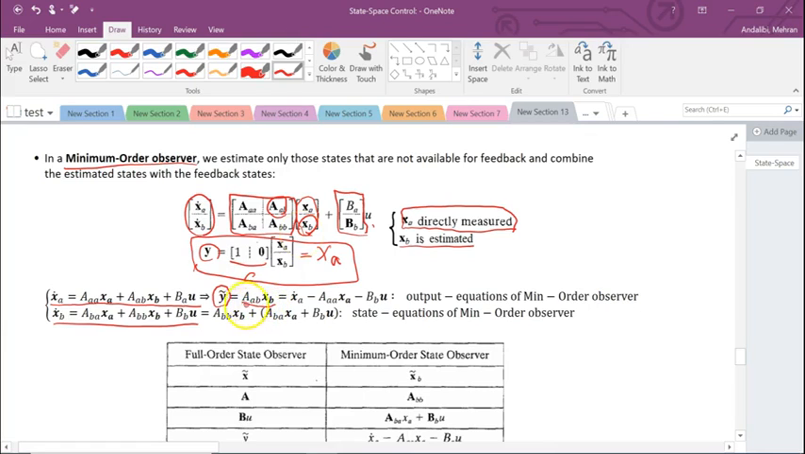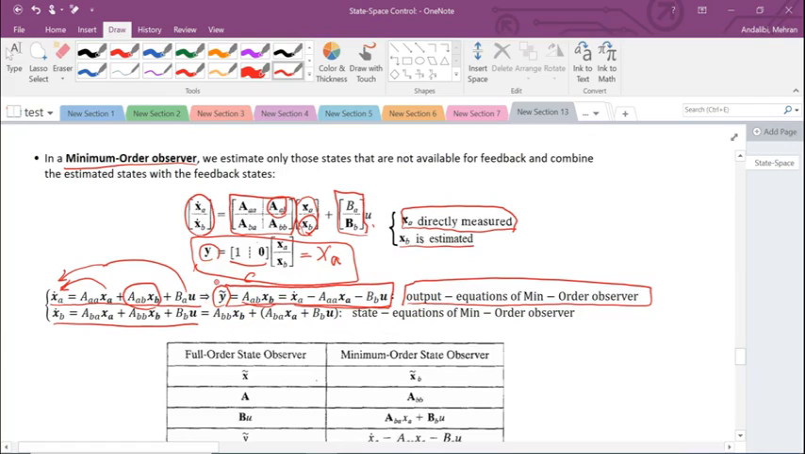Or, instead of that, that's this term here. If you want to get that, you take these 2 other terms to the left side. They become negative. So that term becomes xa dot minus AAA xa minus BA u, and that is what you can see over here. So we define our y tilde like that, and that is the output equation of the minimum order observer, this one.